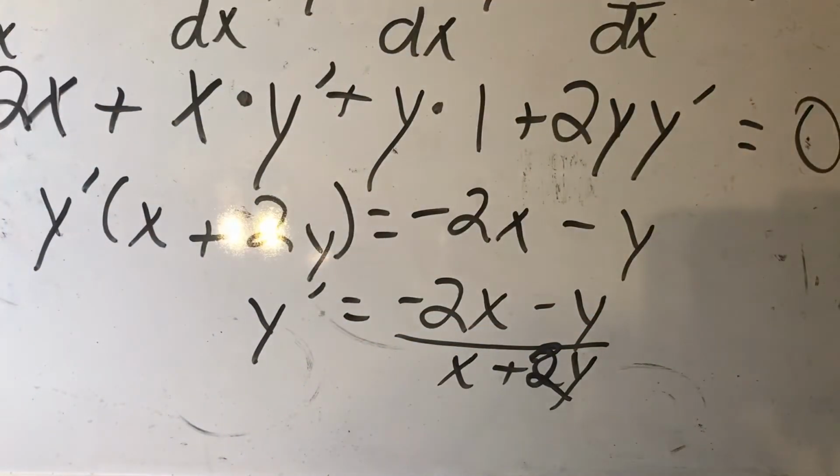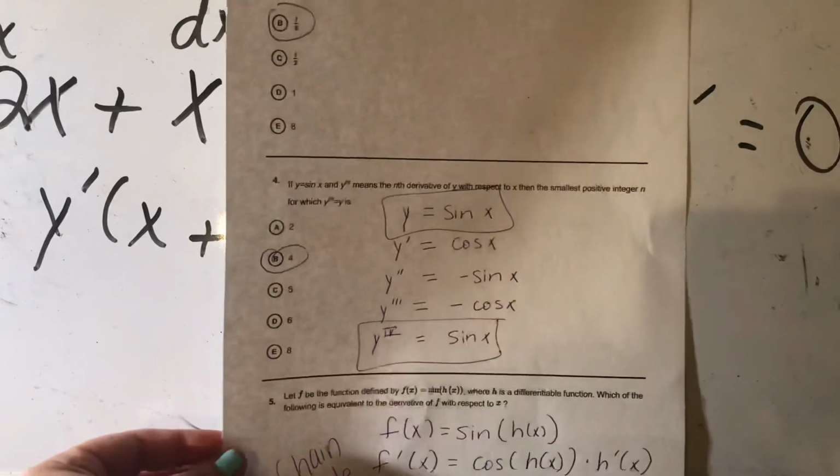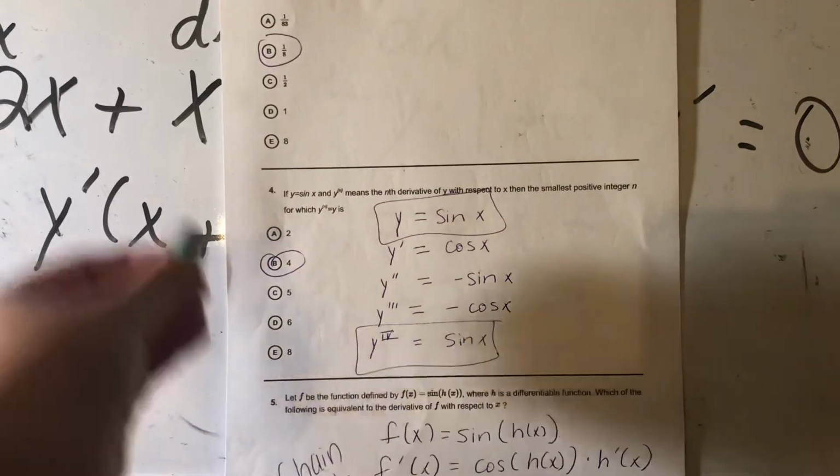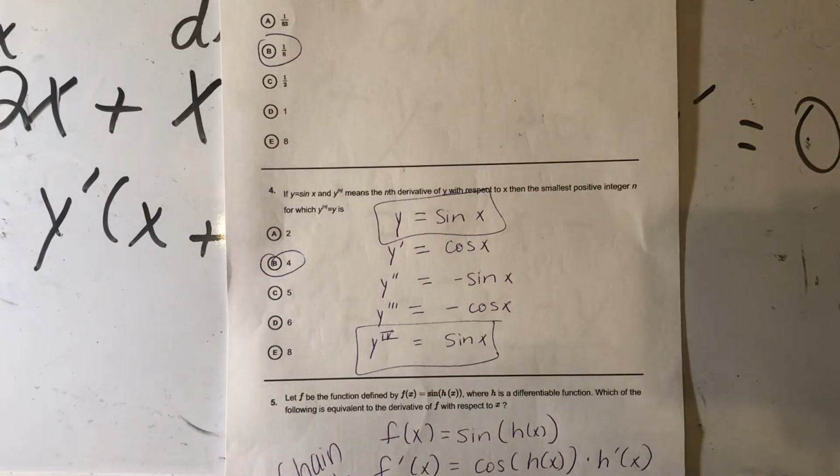All right, question 4 is just asking if I keep taking the derivative, first derivative, second derivative, and so on, when do I get back what I had to begin with? You would have to take the derivative 4 times before you got your sine back.